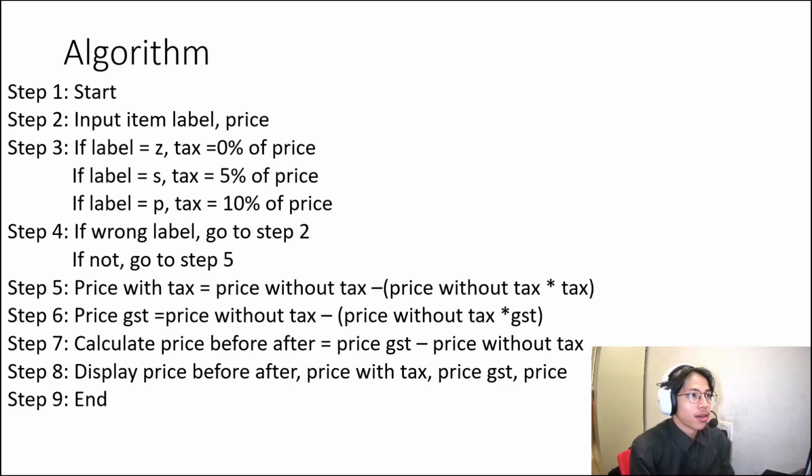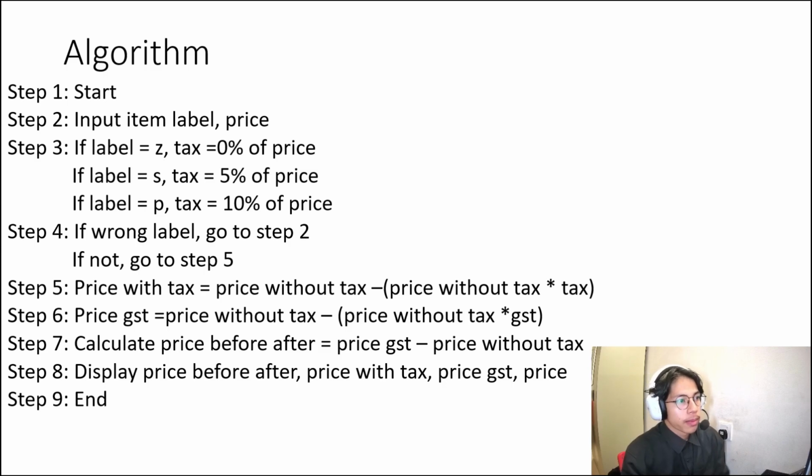First, about algorithm. Step 1, we need to write start. Step 2, input item label price. Step 3, if label equal Z, that's equal 0% of price. If label equal S, that's equal 5% of price. If label equal P, that's equal 10% of price. Next step, step 4, if wrong label, go to step 2. If not, go to step 5.